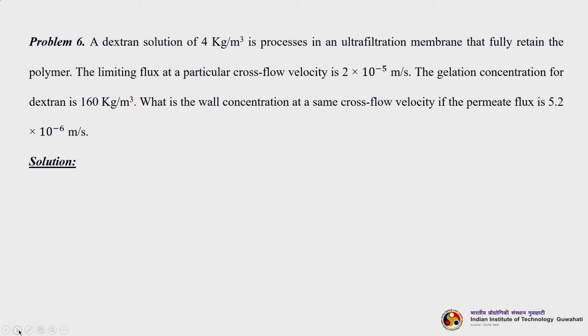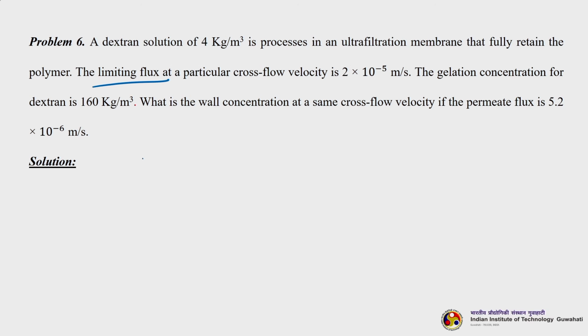So, a dextran solution of 4 kilogram per meter cube is processed in an ultrafiltration membrane that fully retains the polymer. The limiting flux, that is J limiting, okay, J lim at a particular cross flow velocity is given to be 2 into 10 power of minus 5 meter per second. The gelation concentration for the dextran is 160 kg per meter cube. What is the wall concentration at the same cross flow velocity if the permeate flux is given as 5.2 into 10 power of minus 6 meter per second?